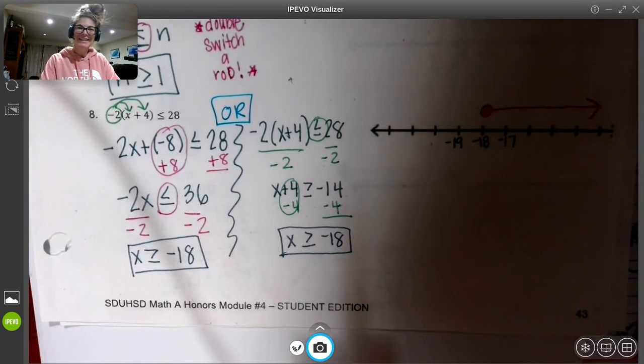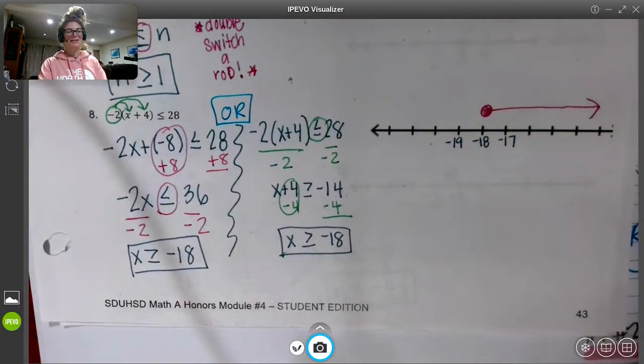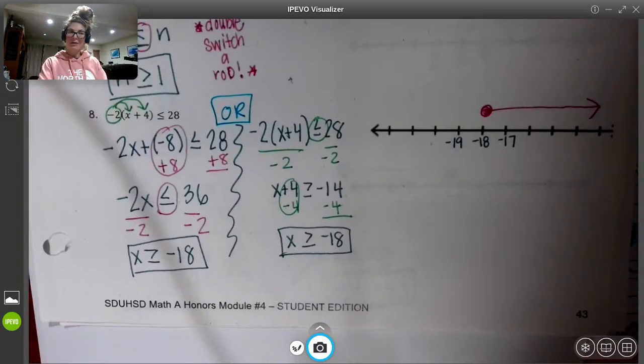Great job, mini mathematicians. Fabulous work on solving multi-step inequalities, remembering when you switch your symbol. Good luck on your homework.